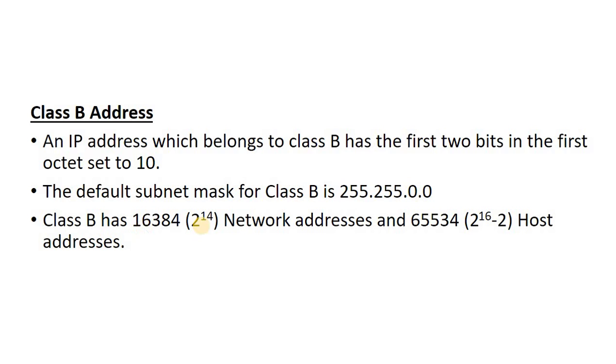Class B has 2 raised to 14 network addresses because the 2 bits are fixed as 10, so we have 2 raised to 14, not 16 bits. This many network addresses and this many host addresses, which is 2 raised to 16 minus 2, because again we are deducting the IP addresses we don't use to assign to clients in our network.